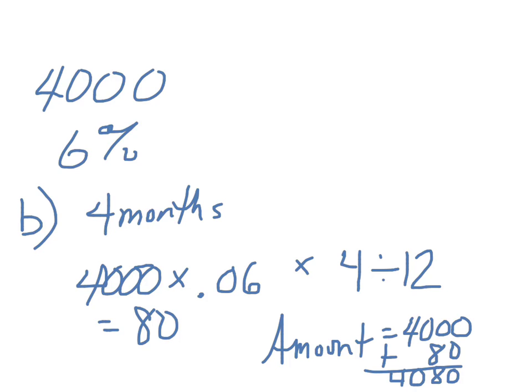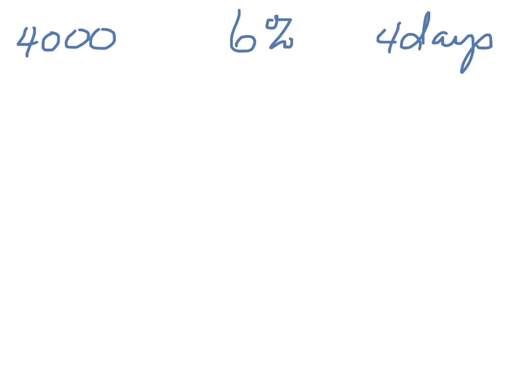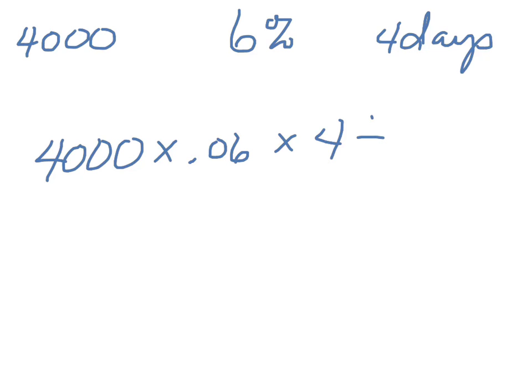Okay. Part C says after 4 days. Okay. Notice the difference now. This one said months, so I divided it by 12. The next one's going to say 4 days. So the amount of money is still the same. We're still at $4,000. We're still at 6%, but this time it's 4 days. So 4,000 times 0.06 times 4 divided by, what are we going to have to divide this one by this time?